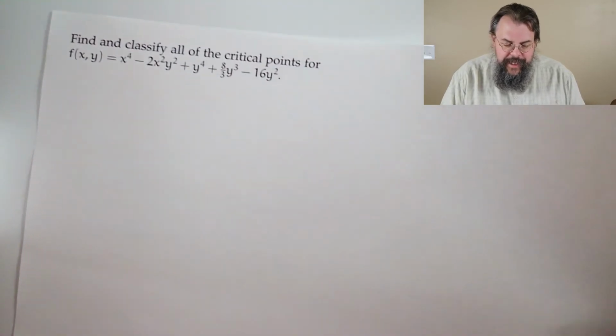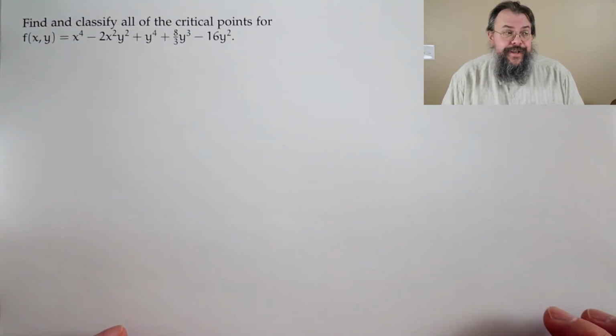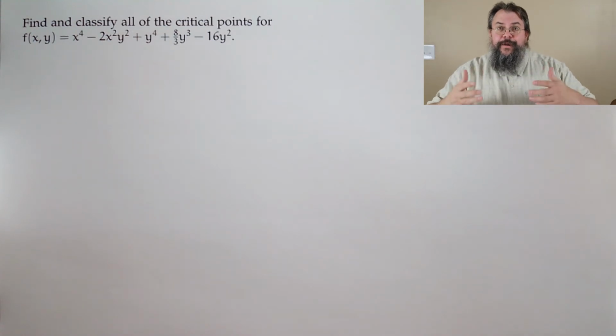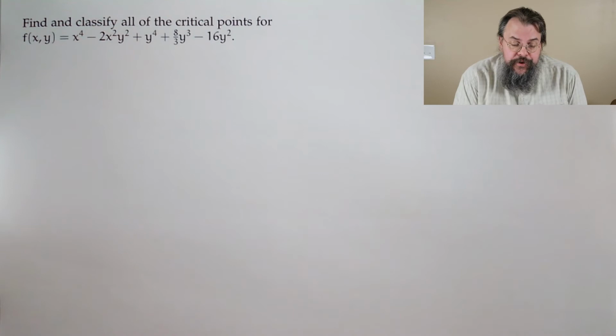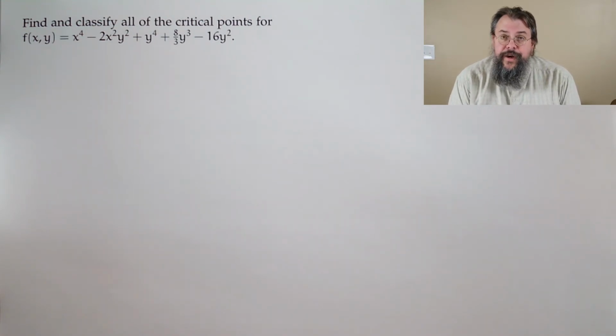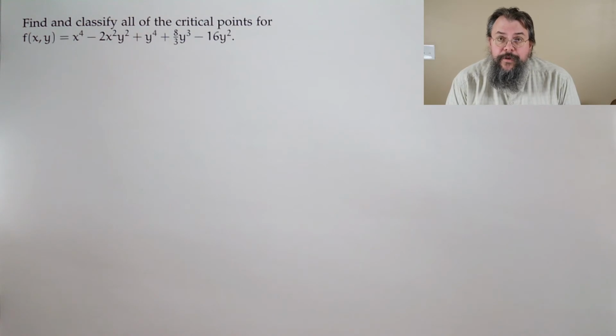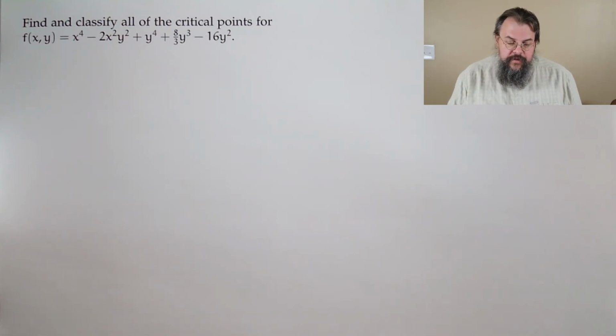All right. They keep coming. Well, that's all right. We're getting better at this, right? I hope so. We should start picking up the flow of these problems. Find and classify all the critical points for this function. x to the fourth minus 2x squared y squared plus y to the fourth plus 8 thirds y cubed minus 16y squared. Wow. All right. Great. Let's see what happens.